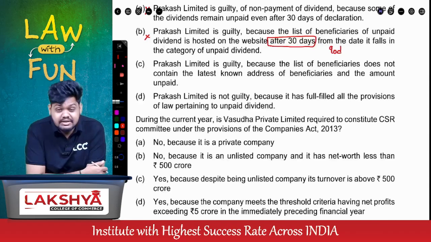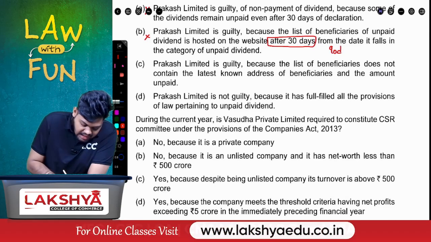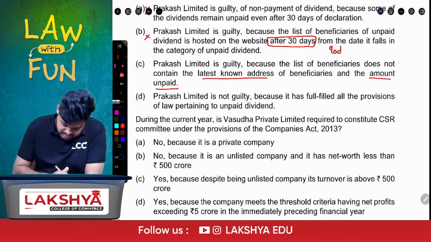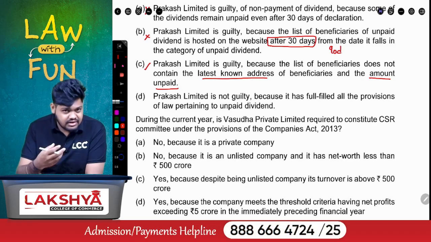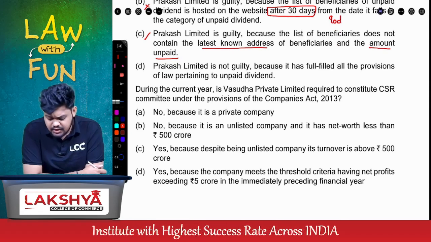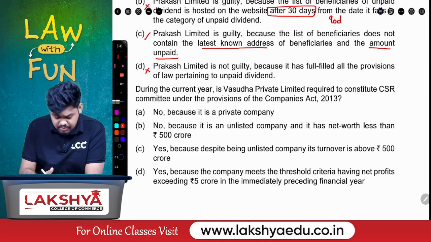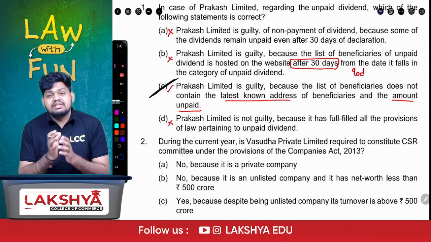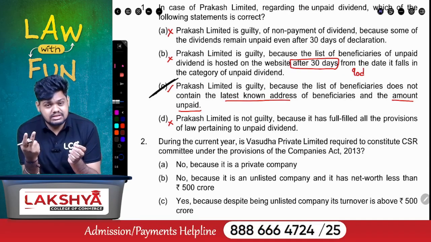Then Prakash Limited is guilty because the list of beneficiaries does not contain the last known address and the amount unpaid on such shares. This is one of the correct options, but to be on the safer side, let's read the last point also. Prakash Limited is not guilty because it has fulfilled all provisions of law pertaining to unpaid dividend. No, they did not prepare the statement properly. Hence, the answer here would be option number C, where the company prepared the statement, but forgot to mention 2 additional things in the statement.